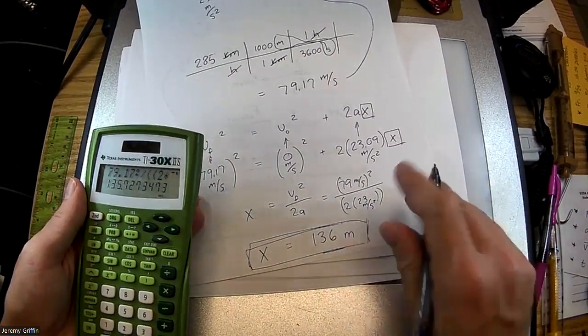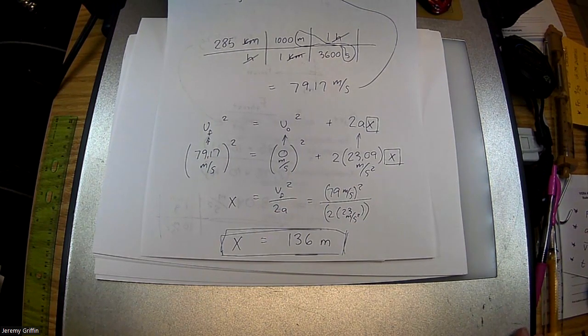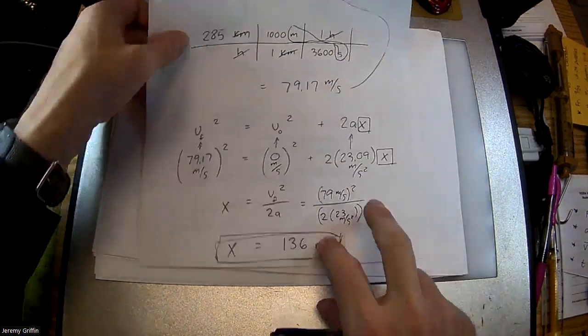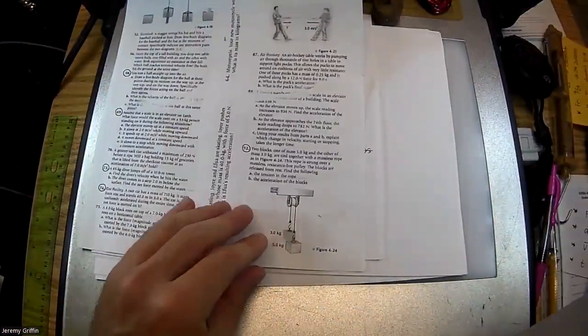So if that runway is like 200 meters long, then that's enough runway. If the runway is only 100 meters long, well, now we've got some trouble. Okay. Right, you guys get that? Right. Next question, number 92.